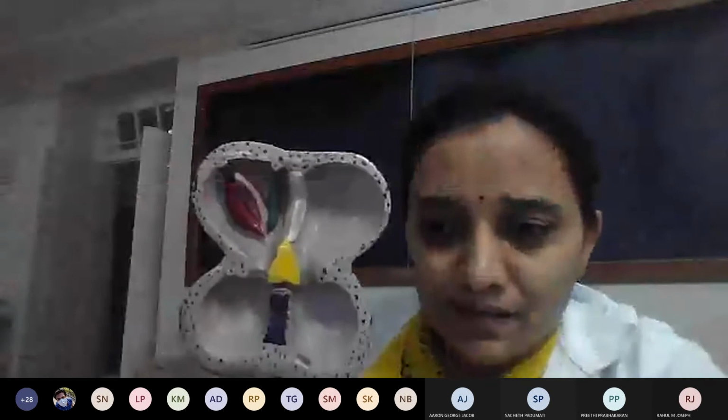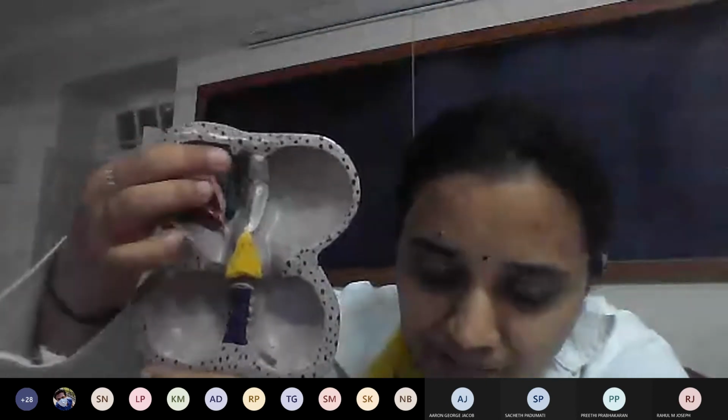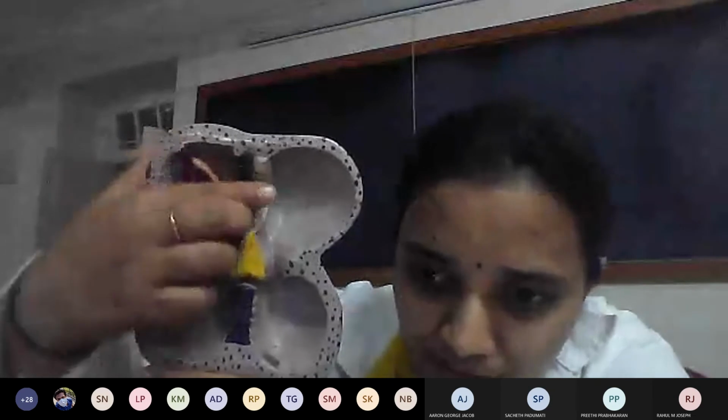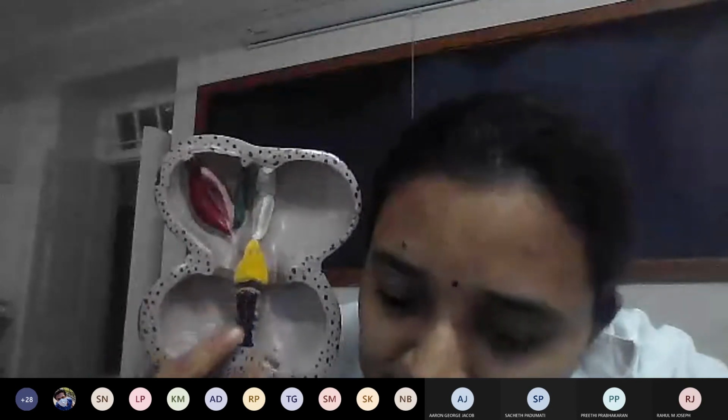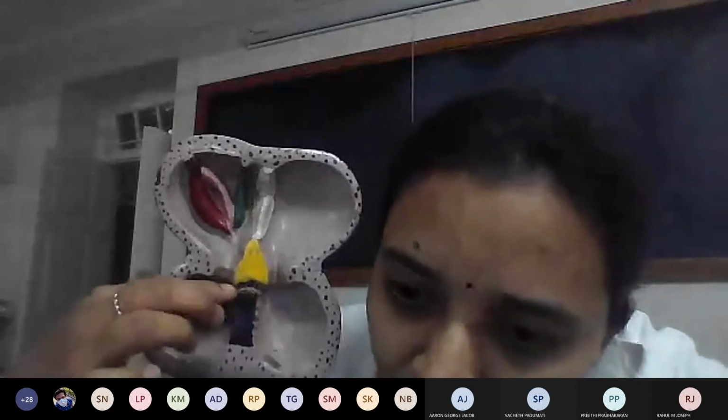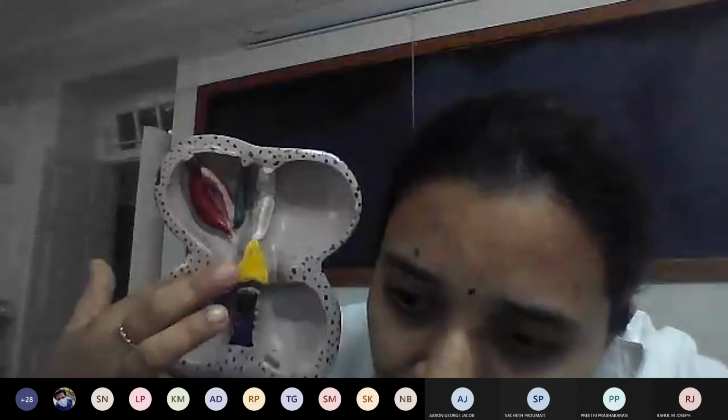In the later stages you'll get this, the sinus venosus opening. This white one is the septum primum, green one is septum secundum, yellow one is septum intermedium. This is the right atrioventricular orifice, this side the left atrioventricular orifice. This is the muscular part of interventricular septum and a foramen in between. Development of interatrial septum and interventricular septum.